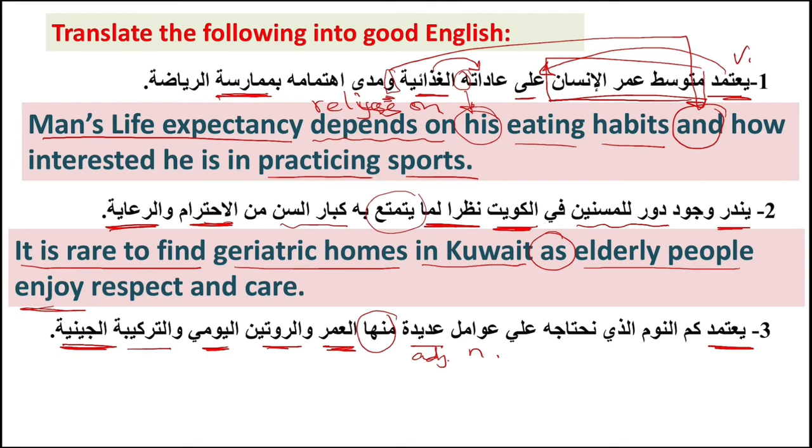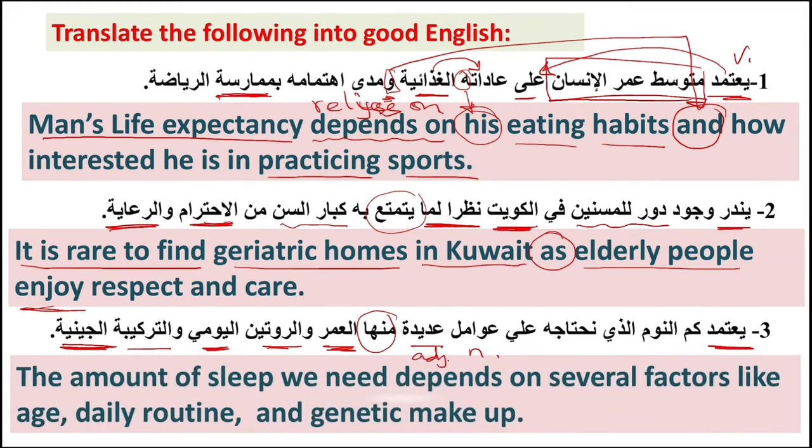Alright, so let's construct the sentence now. We can say the amount of sleep we need depends on, this is our verb, and here we have the next one, the عوامل عديدة, adjective, several, and then factors. As we said, you can say some of them are, or such as, for example, and so on. Age, daily routine, and genetic makeup. Here, remember, we have 1, 2, 3. So we have to use a list. So we can use a comma, and then and, then full stop.